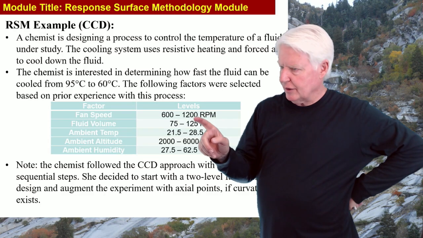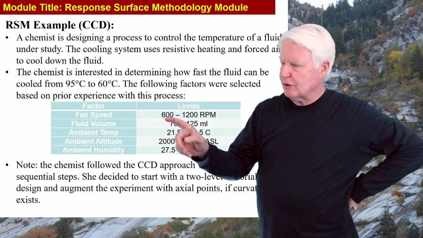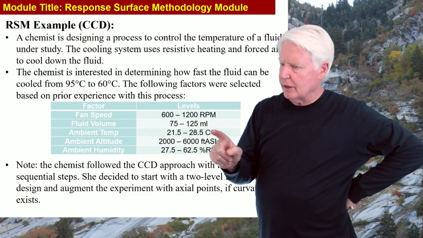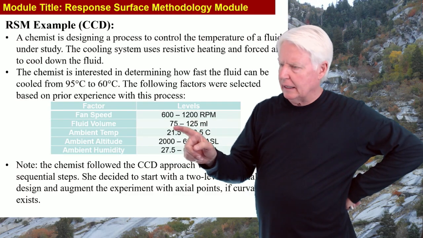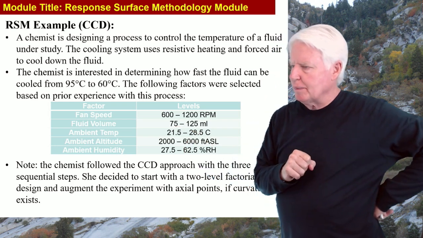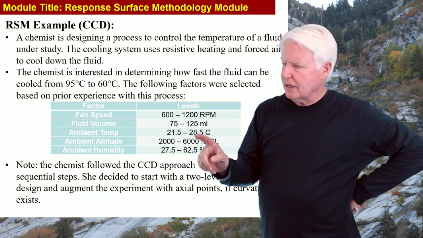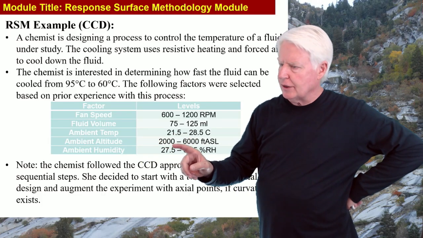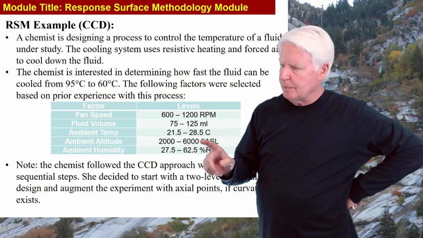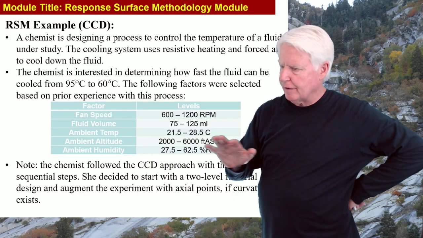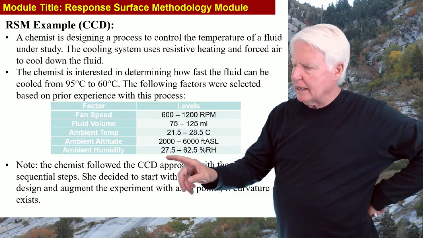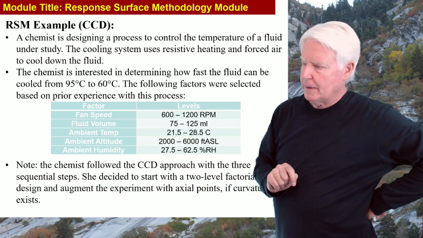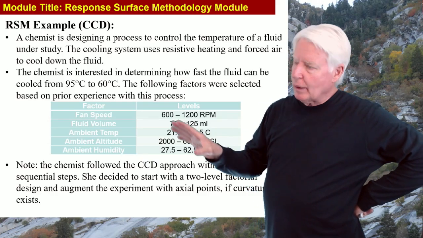The high plus value will be 1200 RPMs, the minus value will be 600. Remember, coded data. For fluid volume, positive will be 125 milliliters, and the -1 will be 75. Ambient temperature, the positive will be 28.5, the negative will be 21.5. Ambient altitude will be 2,000 feet, and the positive will be 6,000 feet. They must have two factories at different places. Ambient humidity, 27.5 for negative, 62.5 for the positive setting. So there we have it.